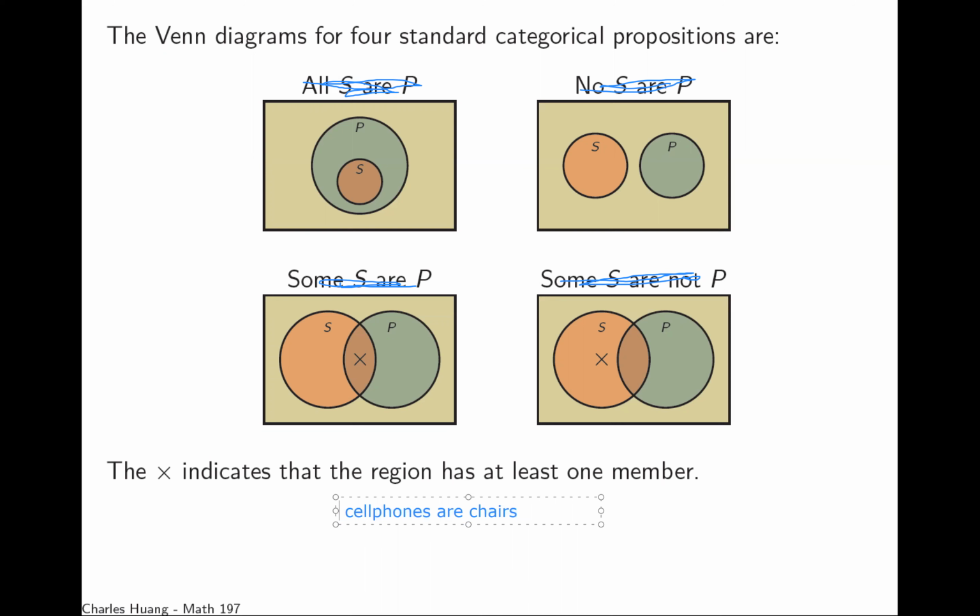I might have a slightly different question when I say all cell phones are electronics. Then I know that the cell phone circle, the cell phone set, is all inside the electronic circle. So we have this picture, the subset picture. You have to know what these 4 diagrams mean, and be able to pick the correct one if I give you a categorical proposition.